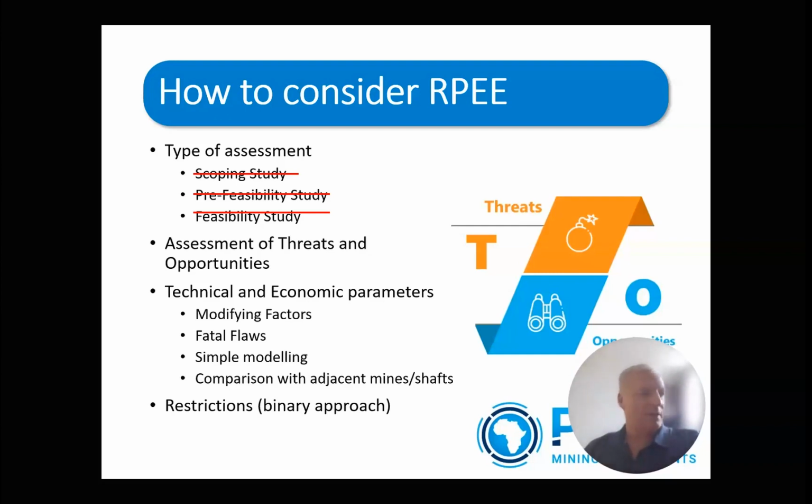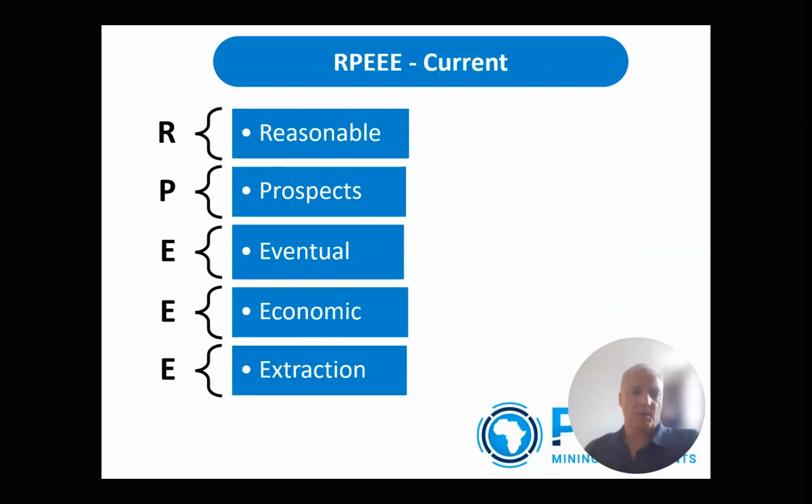Restrictions, I call that a binary approach. There are certain things that, if they are there, you would say no chance, we can't go there. For instance, a national park or a wetland or a community. Those would be considerations where you say, it doesn't matter what the economics say, it simply can't happen. So all of those need to be considered, but let's go through some of them a little bit more.